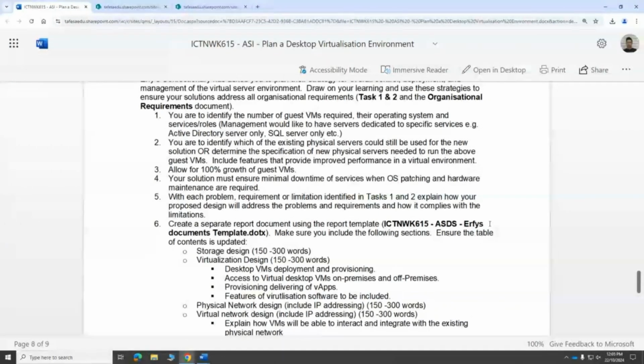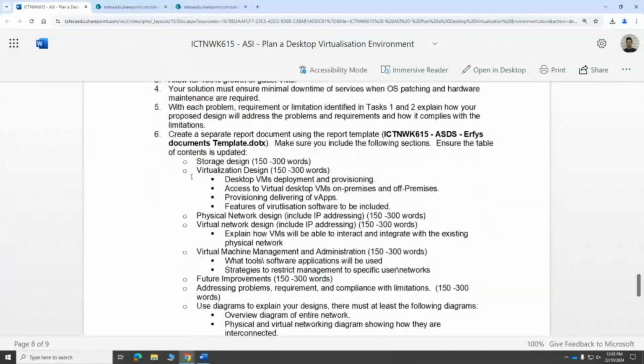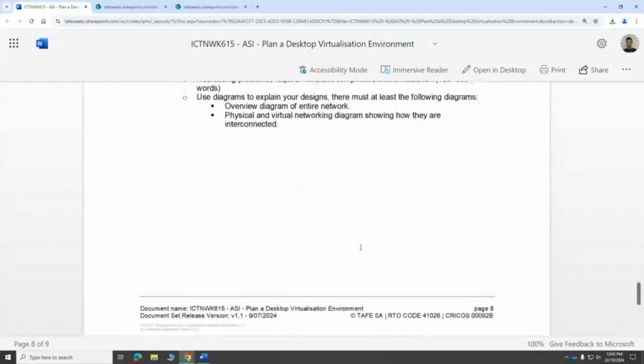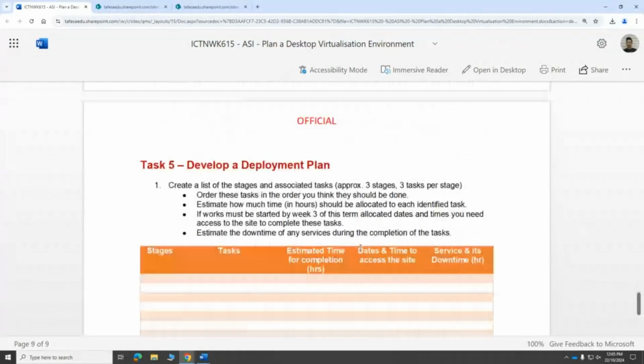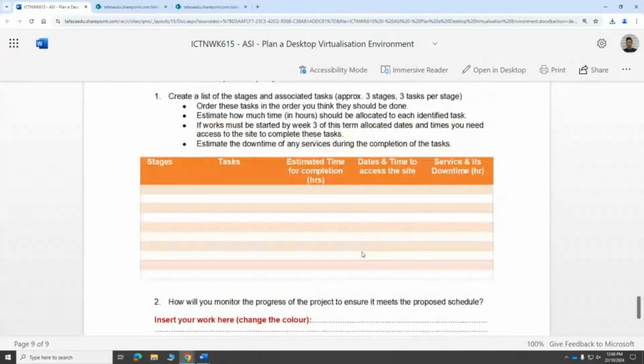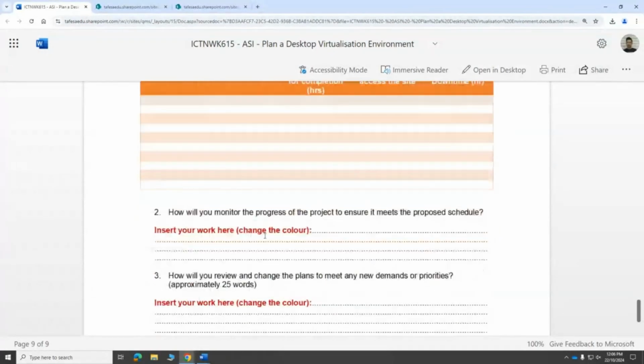Okay, and then obviously same thing, virtualization design. All of these things should be in the report. And then developing a deployment plan. That's, again, when we do this, when we do that, what's the order we do it in, how long you think it's going to take, and then the service downtime, etc. How would you monitor the progress? Again, that's from your previous one, wasn't it? So how would you review the changes?